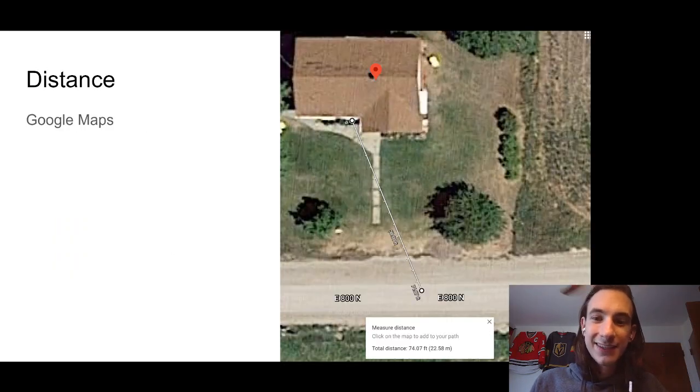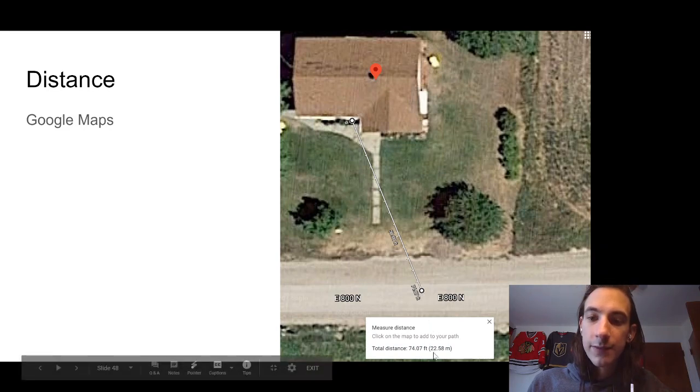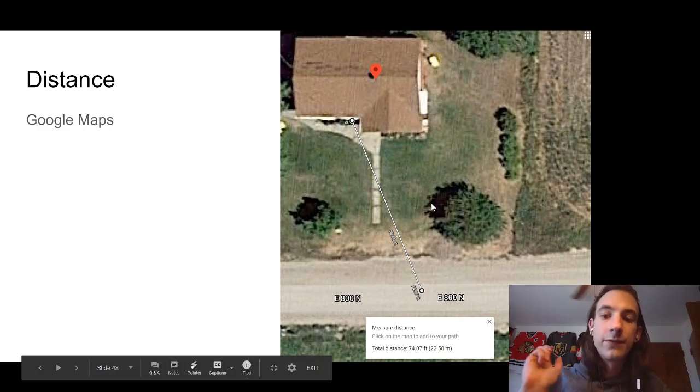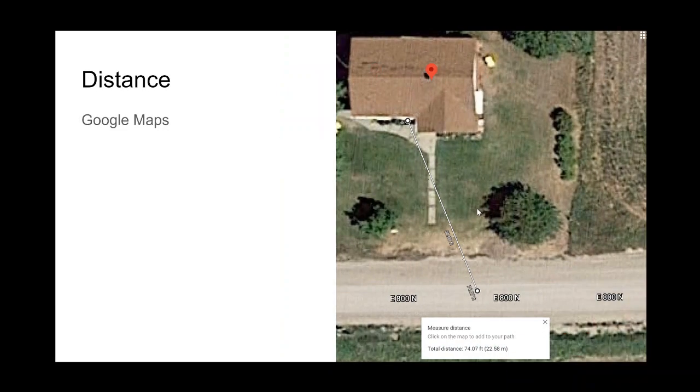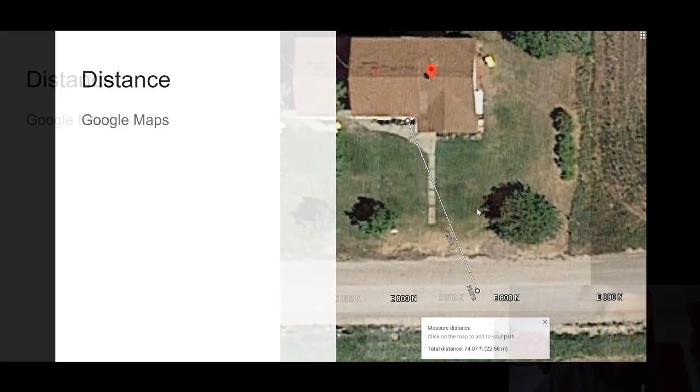So what we can do is use that Google Maps feature that I said before to figure out the distance. I plugged this into Google Maps, I used that measure distance feature, and I figured out that the distance from the porch where they're sitting to the street is about 22.58 meters. I don't know if this is the exact angle, but it looks pretty close. So we know the distance now. We know horizontally the stake flew 22.58 meters. And I don't know if you can see that, sorry. So 22.58 meters.